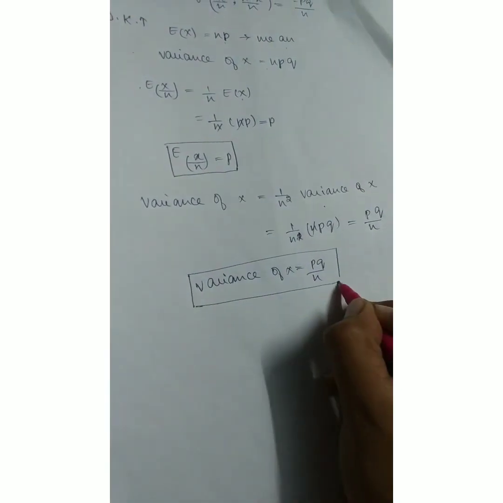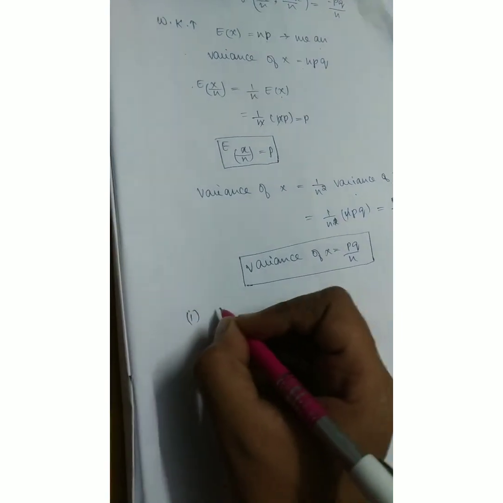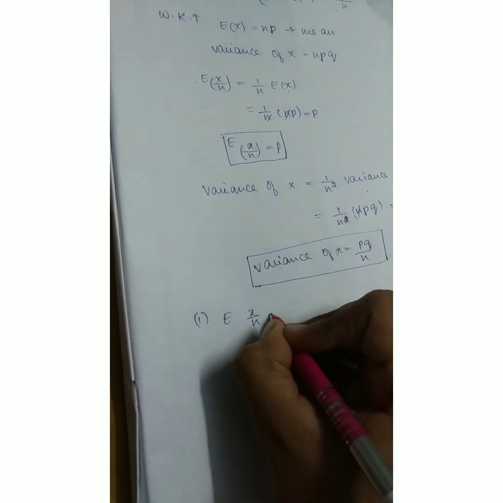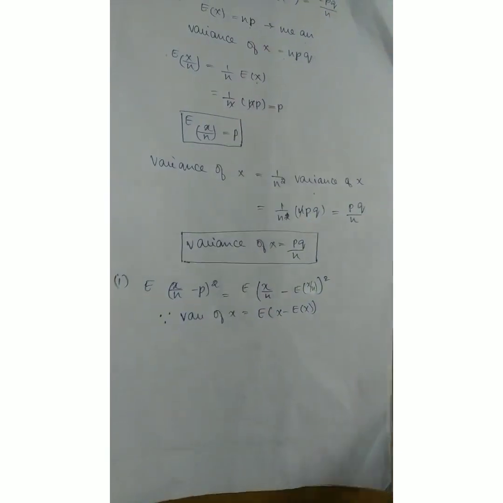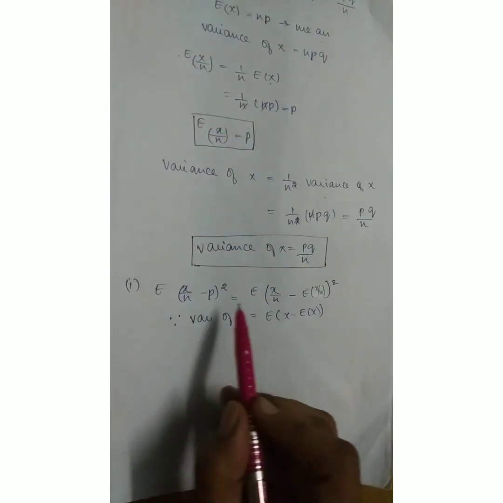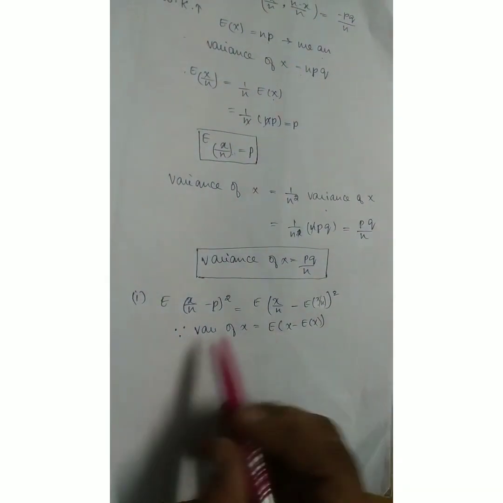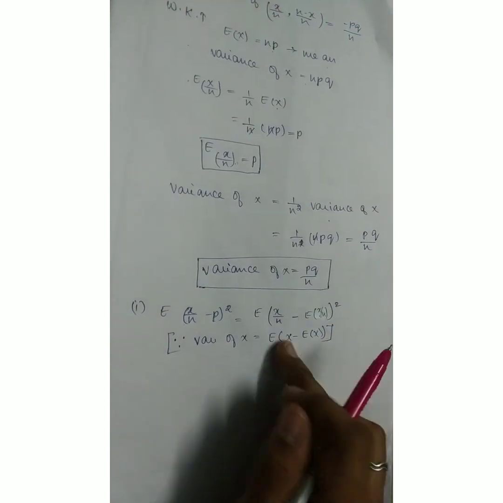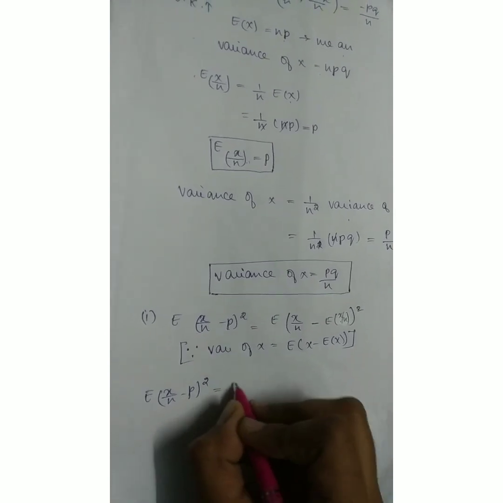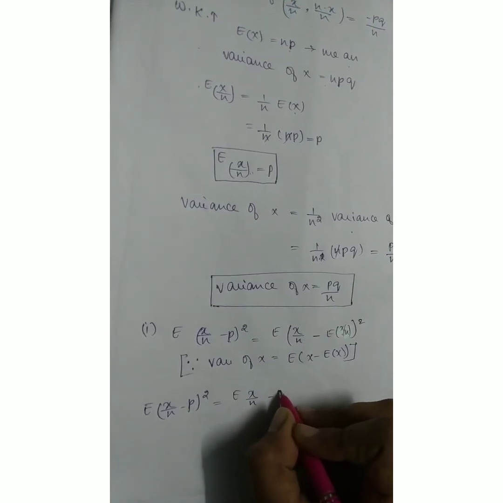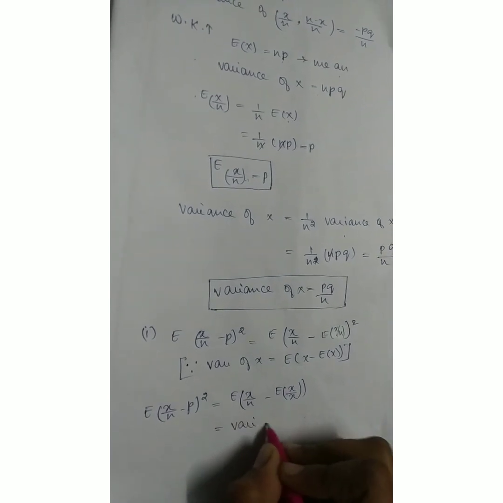Then we use these two in the results 1 and 2 for proving. Proceeding with the first result, by substituting the value of p as E(X/n), we get E(X/n) minus (E(X/n)) the whole square. This is nothing but variance, and this can be written as (E(X/n) minus p) the whole square, which is equal to (E(X/n) minus E(X/n)), and that is equal to variance of X/n.